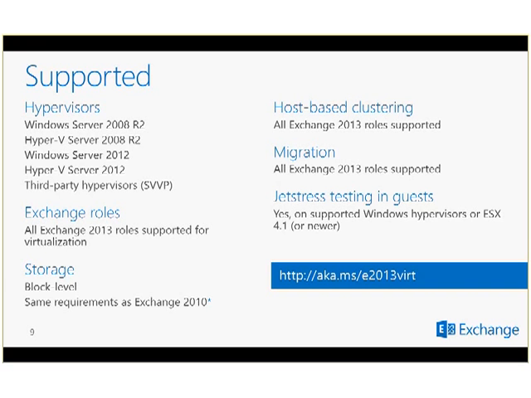When we think about migration, what I'm talking about there are things like live migration, vMotion, the ability to move a running virtual machine between hypervisor hosts without impacting end users. We also support that for all Exchange 2013 roles. And I'll also talk about some considerations around that and best practices in a few minutes.